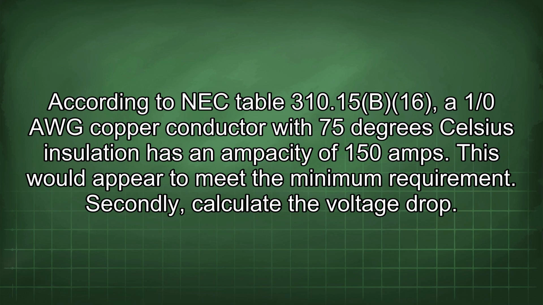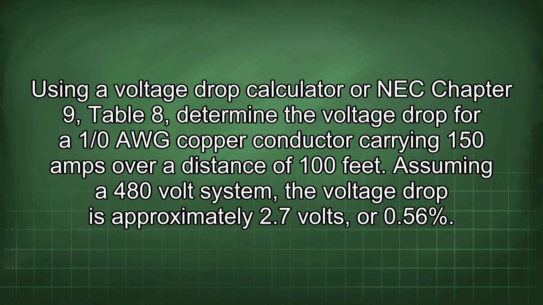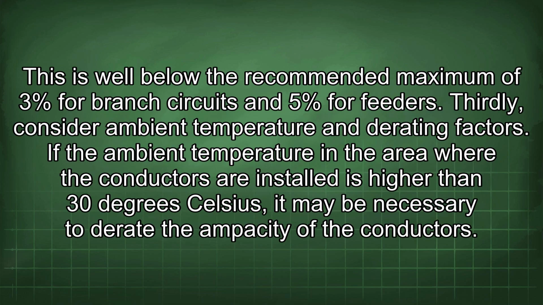Secondly, calculate the voltage drop. Using a voltage drop calculator or NEC Chapter 9, Table 8, determine the voltage drop for a 1/0 AWG copper conductor carrying 150 amps over a distance of 100 feet. Assuming a 480 volt system, the voltage drop is approximately 2.7 volts, or 0.56%. This is well below the recommended maximum of 3% for branch circuits and 5% for feeders.